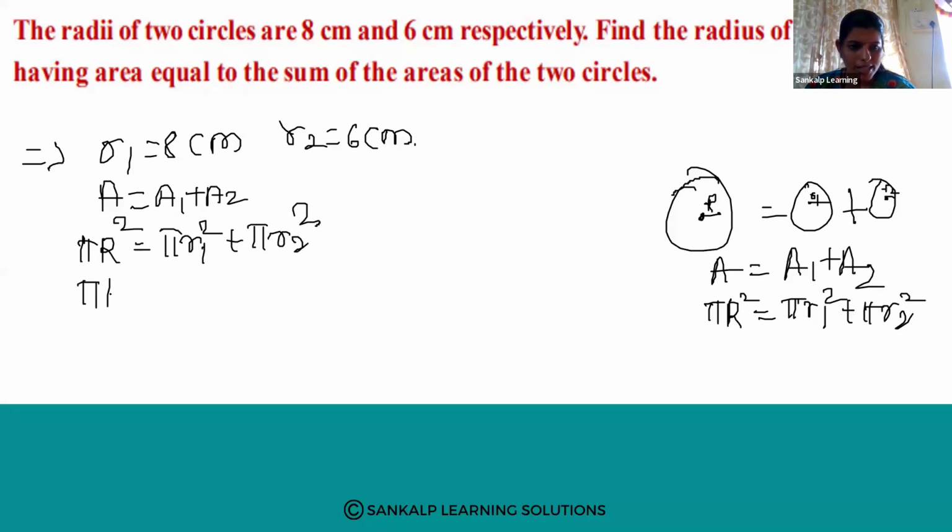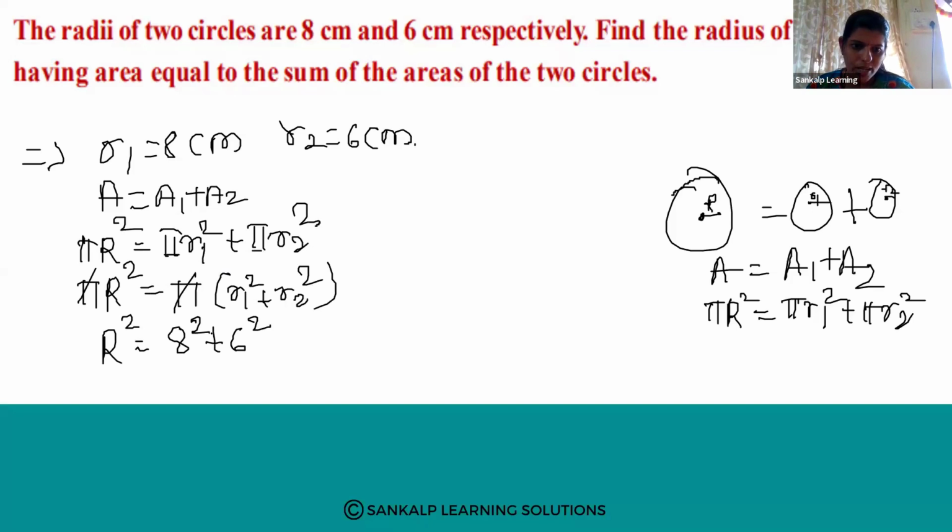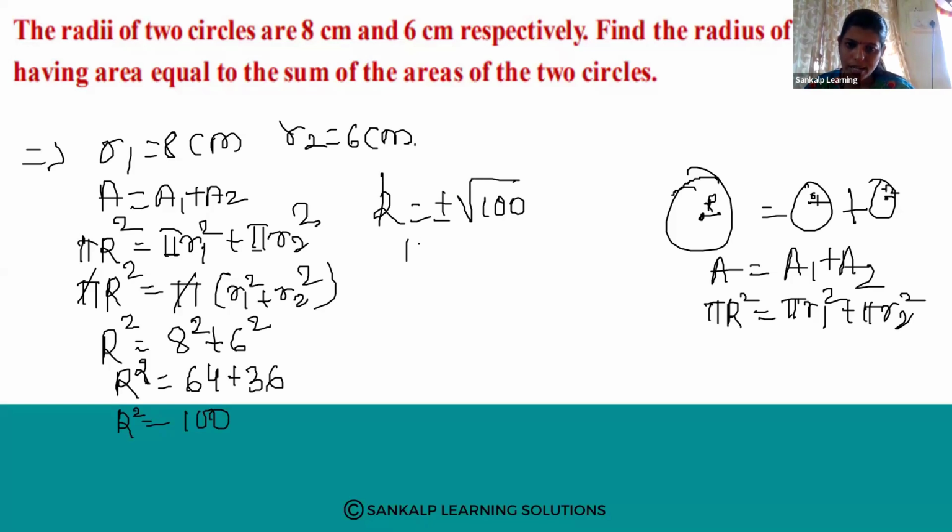Now, pi, same question, no difference. Take pi common: R1 square plus R2 square. Pi and pi will get cancelled. R square is equal to R1 square plus R2 square, that is 8 square plus 6 square. So R square is equal to 64 plus 36. Therefore, R square is equal to 100. R is equal to plus or minus square root of 100. So R is equal to 10 centimeter.